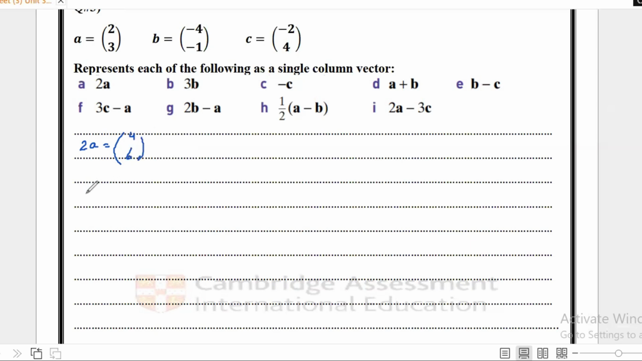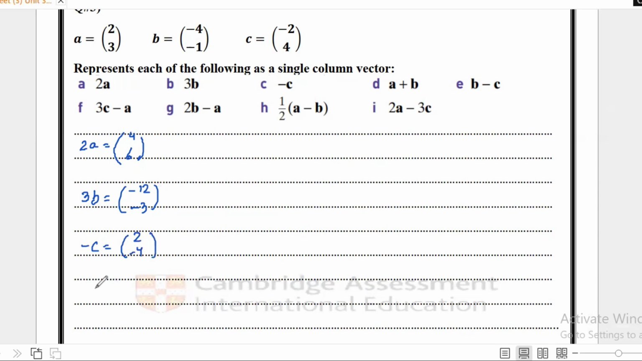And then we have the next part, 3B. B is already known, which is minus 4 and minus 1. So just multiply by 3. That means 3 fours are minus 12 and 3 ones are minus 3. And then we have vector minus C. So just multiply by minus with vector C. So change the direction. Means if it is minus 2, now it is plus 2, and minus 4.